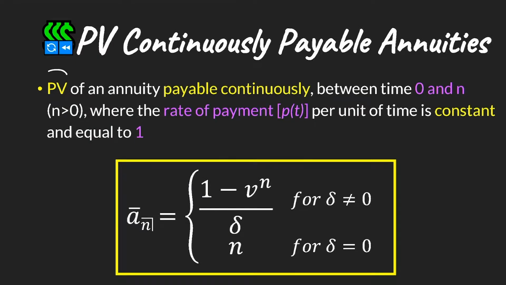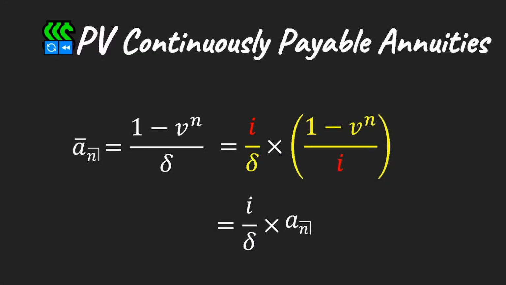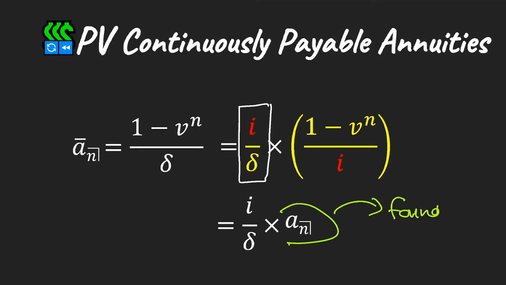More formally, we have the present value of an annuity payable continuously between time 0 and n, where n is greater than 0, where the rate of payment per unit of time is constant and equal to 1, as follows. We can also show our continuously payable annuity in terms of our discrete level annuity by multiplying it by this factor. Here we have pulled out the constant force of interest and we've multiplied by i, where the i cancels out below. This can be useful since the discrete level annuity values are found in the tables.